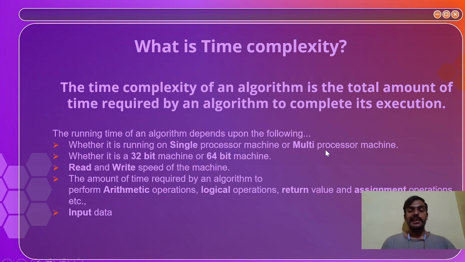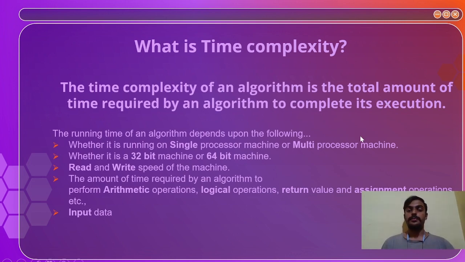If any algorithm is running on a single processor machine, then all the processes will depend on that single processor, so the time taken will be more. Why? Because every single instruction will have its own priority. Due to that priority, you may face disorder of execution of instructions, and you may not complete the execution of the algorithm within the expected time.